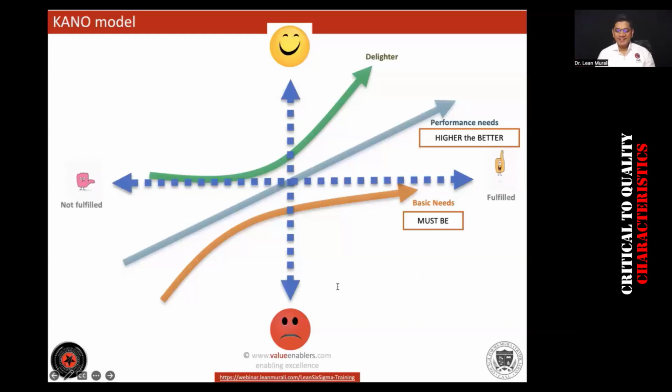Yay! Very happy? Yeah. But if they don't give the recharge or this offer or whatever, you're not going to complain that there is no offer, right? So that's called delighter need.